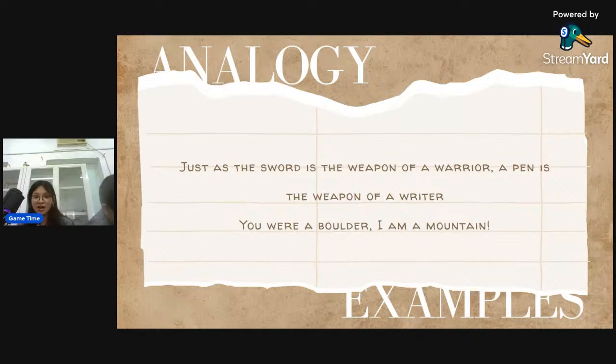It could be a metaphor if it's not there, if it's just "as the sword is the weapon of a warrior." That's just a metaphor because it's just going to make you think, what does it mean? But since it's an analogy, just as the sword is the weapon of a warrior, a pen is the weapon of a writer. So it further explains why a sword and a pen are essential to the person who uses them, because it can be a weapon for both of them, you know? Okay.